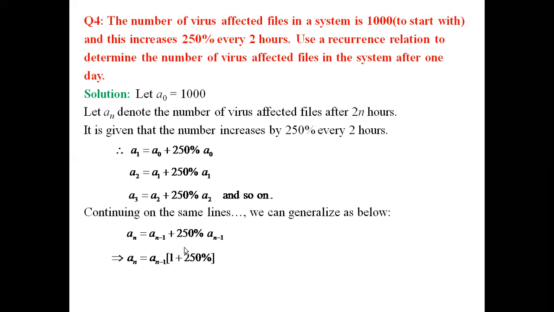Now this can be written by taking An minus 1 common. It is 1 plus 250%. And 250% can be written as 250 divided by 100. So simplifying this expression, that is 1 plus 250 divided by 100, using a calculator, we can write it down as An equal to An minus 1 into 1 plus 2.5, which is 3.5.